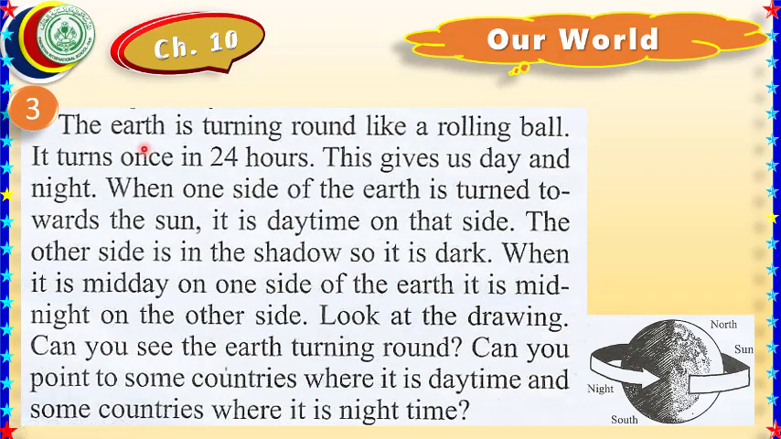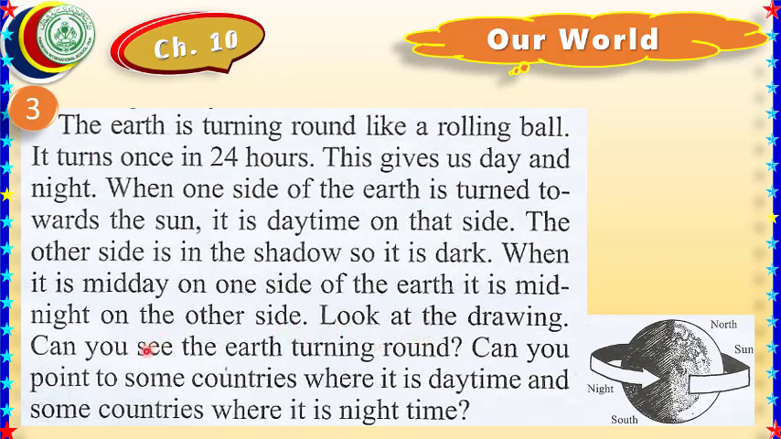Third part is the earth is turning round like a rolling ball. It turns once in 24 hours. This gives us day and night. When one side of the earth is turned towards the sun, it is daytime on that side. The other side is in the shadow, so it is dark. When it is midday on one side of the earth, it is midnight on the other side, and night on the other side.